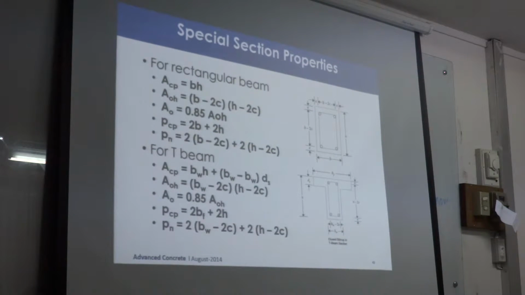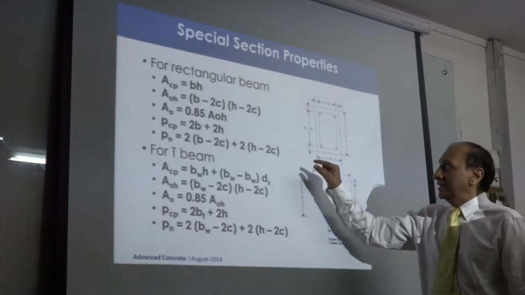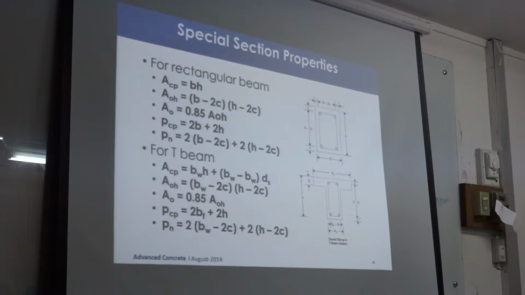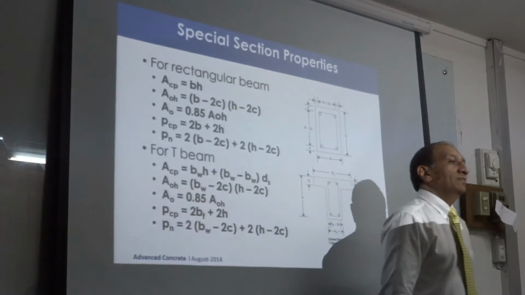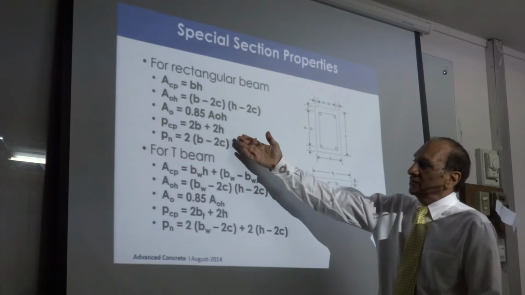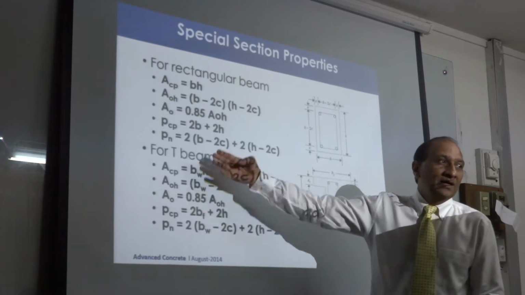Just like when you do the bending, all the concrete below the neutral axis is neglected. Correct? Same way, all of the concrete in between this one is simply neglected. So now we are left with a simple tube of the concrete and steel section around the section. And these properties ACP, ACO, AOH, PCP, PN, they simply are measures of that area, length of that area, something like that. Correct? So these are very easy to calculate, these properties. You can see from here. For a rectangular beam, ACP is equal to BH, AOH is equal to that one. Very, very easy.